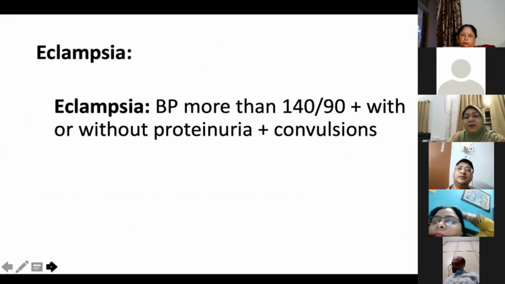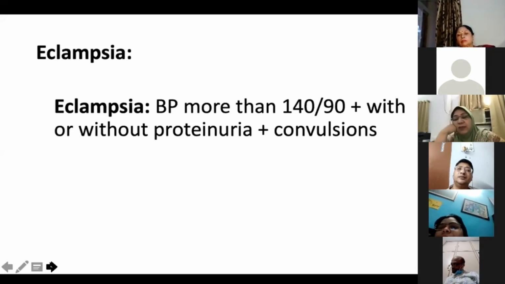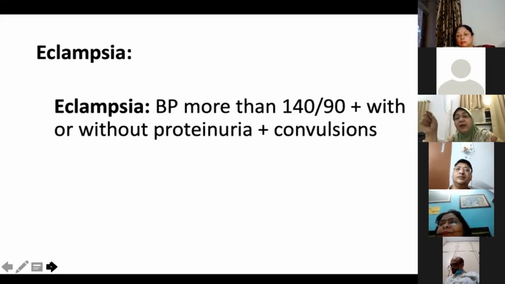And eclampsia is when the blood pressure is more than 140 by 90 with or without proteinuria, but convulsions or coma or both may be there. So please remember, how do you differentiate? It is the presence or absence of convulsions which differentiates preeclampsia from eclampsia. And why do we want to classify them into severe preeclampsia and non-severe preeclampsia? Because the management of severe preeclampsia is exactly the same as eclampsia.